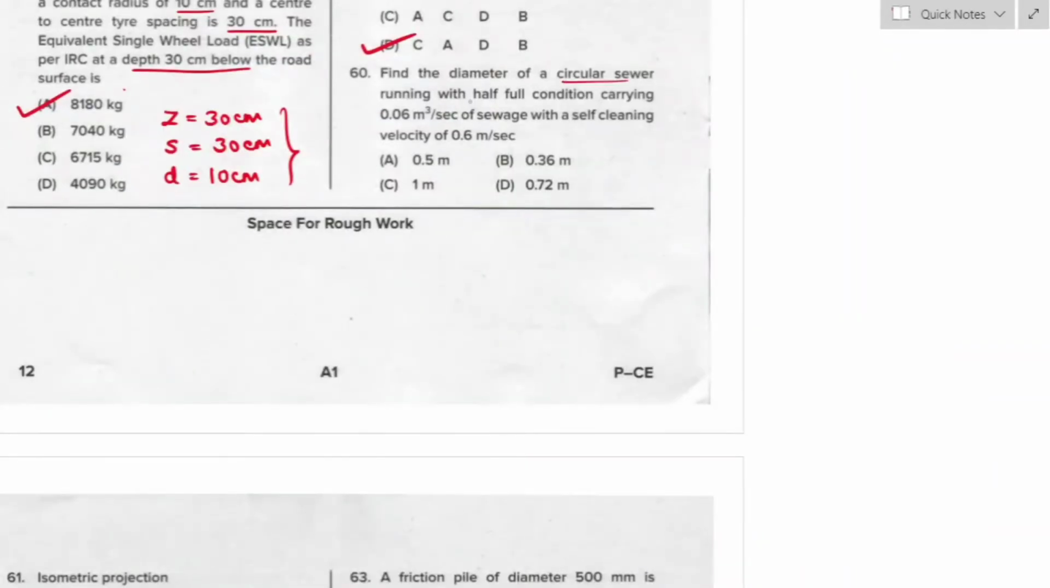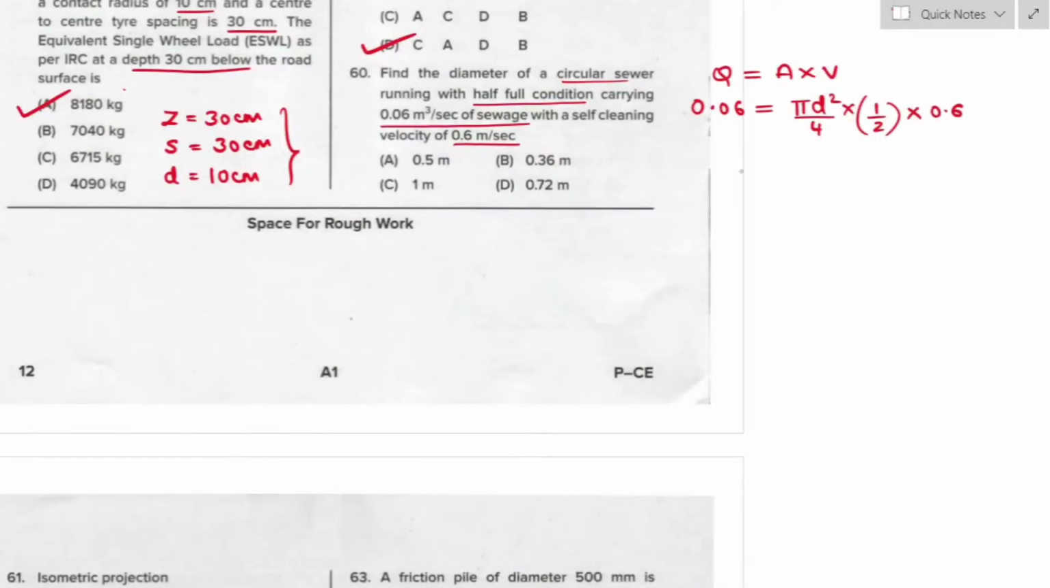Question number 60. Find the diameter of the circular sewer running with half-full condition carrying 0.06 m3 per second of sewage with a self-cleansing velocity of 0.6 m per second. We know that discharge of a circular sewer is equal to area into velocity. Discharge is given as 0.06 m3 per second. Since it is a circular sewer, area will be pi d square by 4. And running with half-full condition means it is half times of self-cleansing velocity, that is 0.6 m per second.